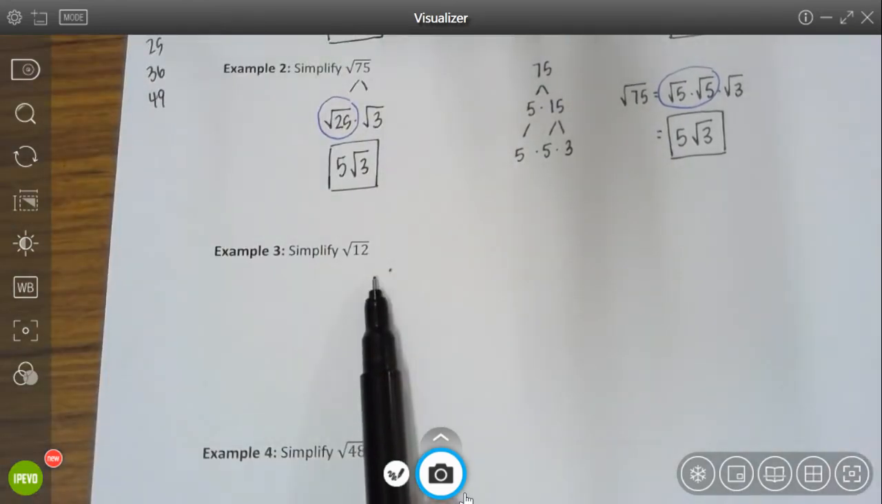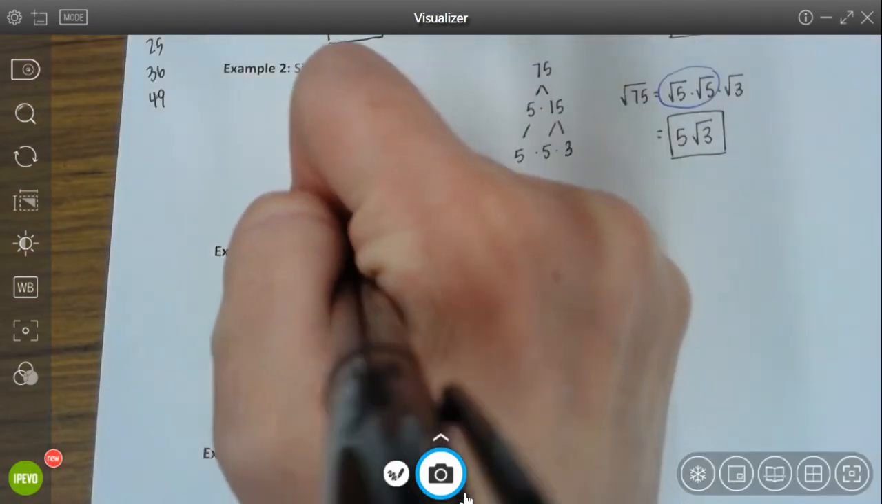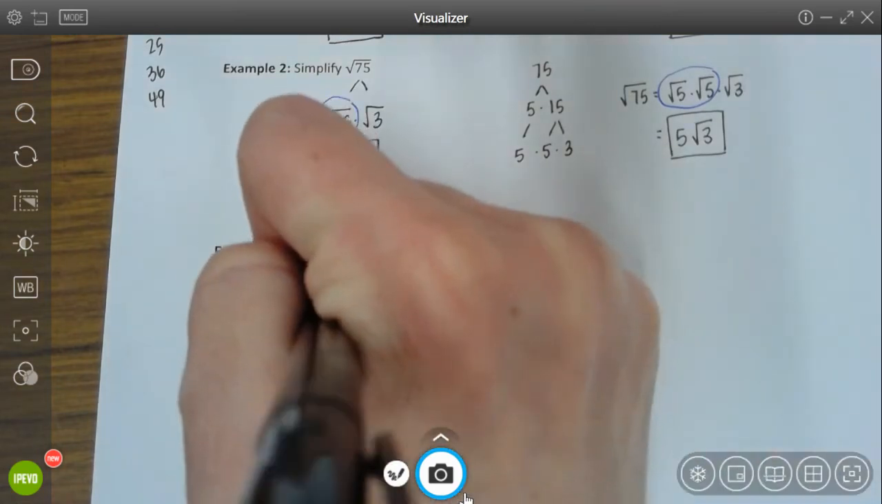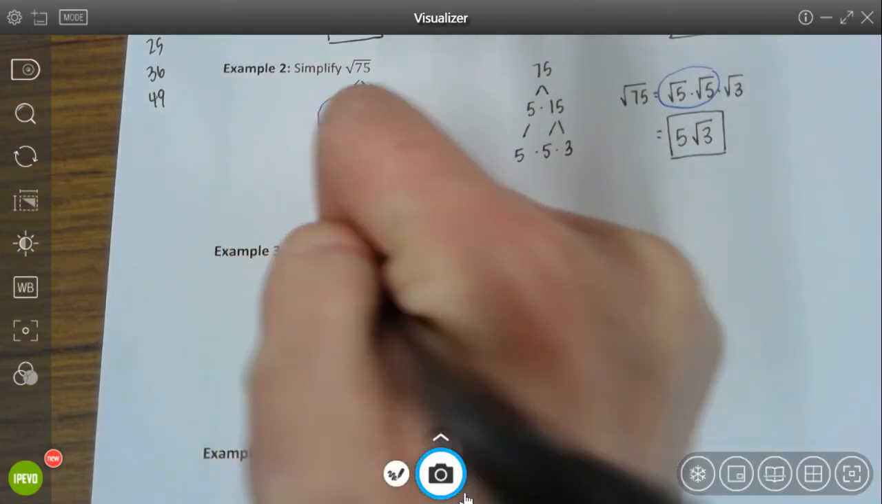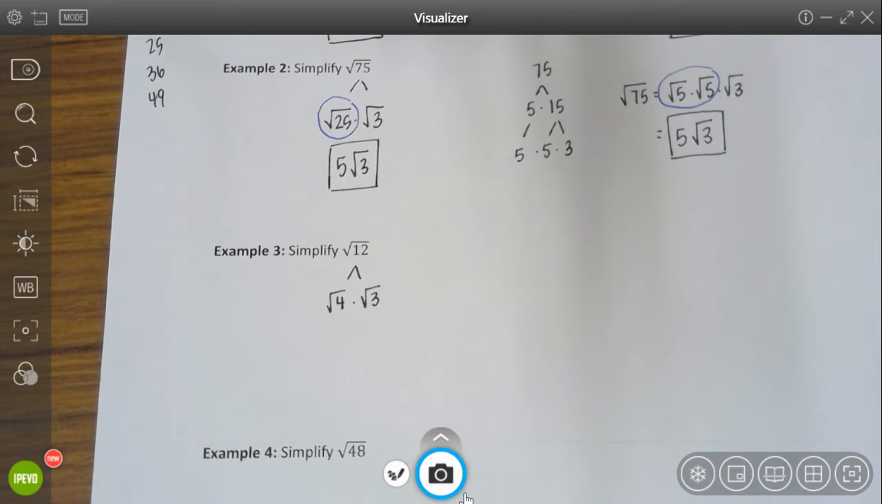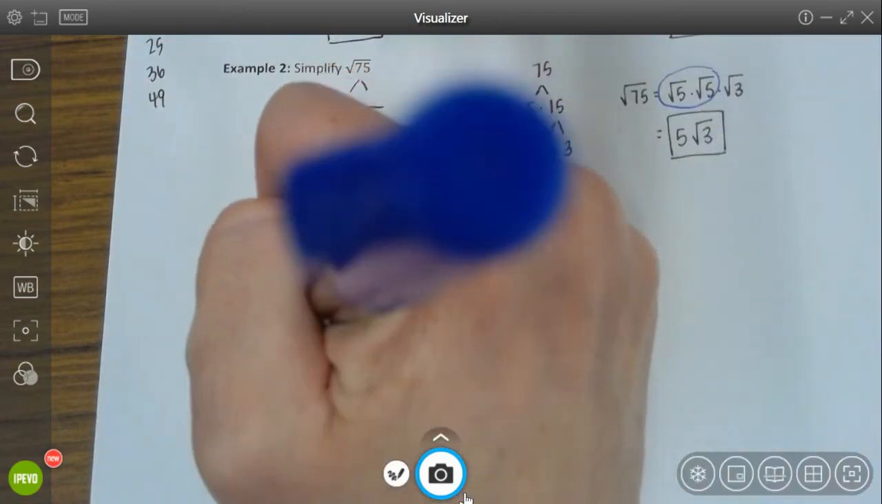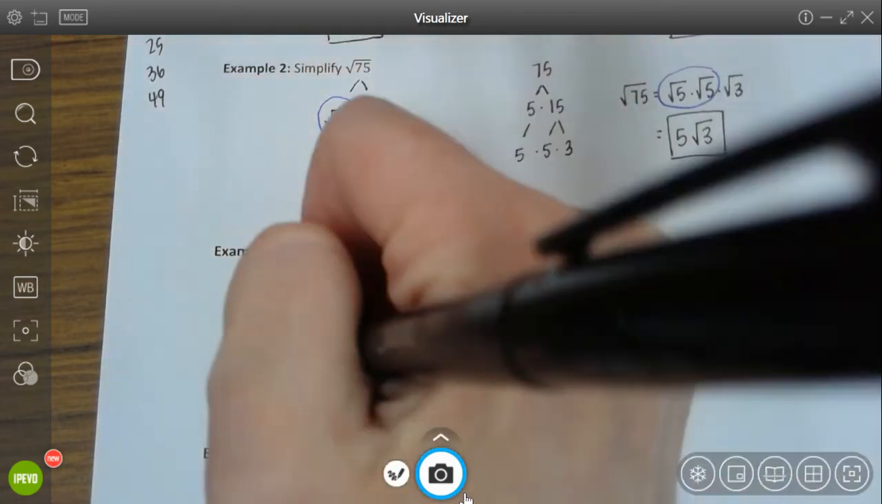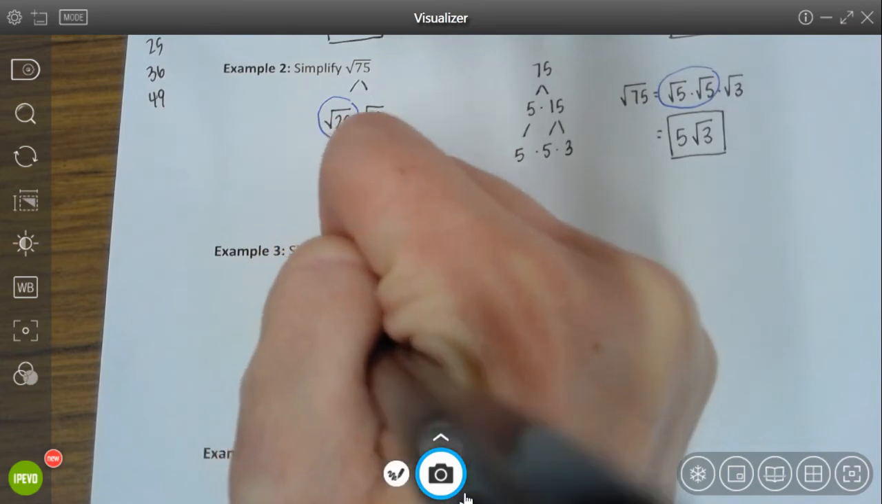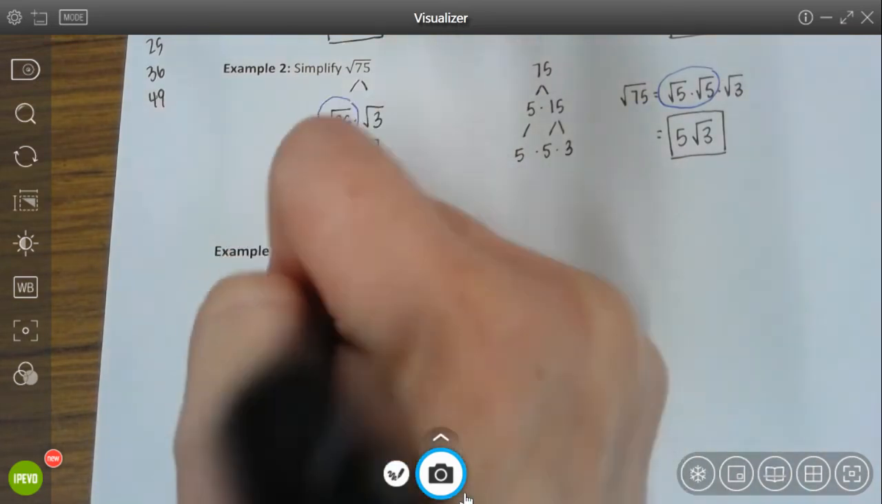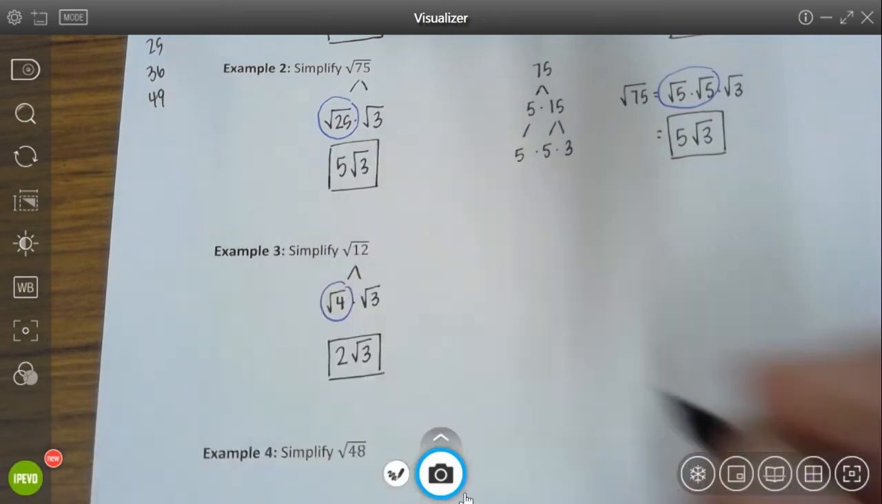So a couple more examples. The square root of 12: if I think about the largest perfect square that 12 is divisible by, that would be 4. So I'm going to break this down into the square root of 4 times the square root of 3, because 4 times 3 gives me 12. And then the square root of 4 is just 2. And I'm going to bring that square root of 3 down. So simplest radical form here would be 2 times the square root of 3.